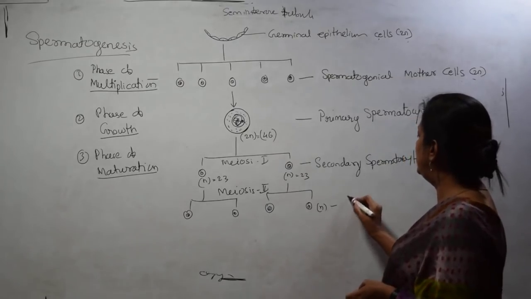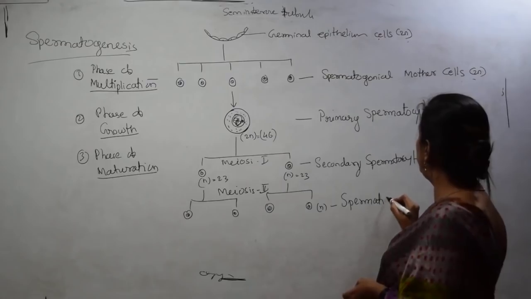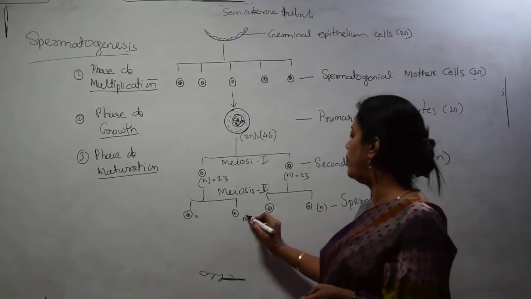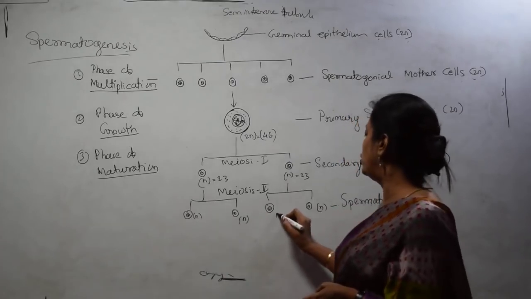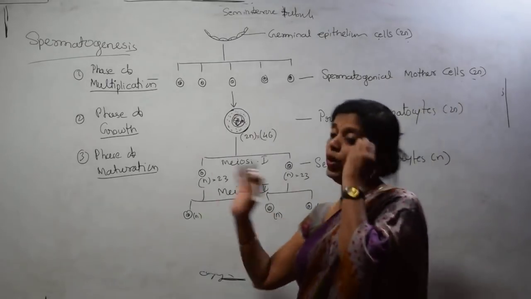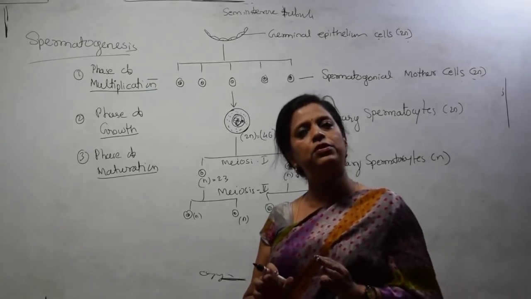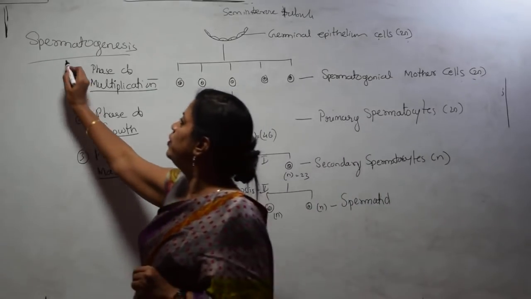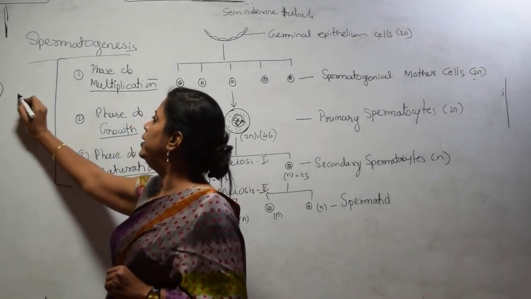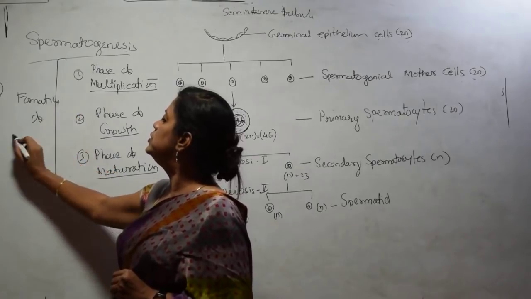This is called the spermatid. Each one is called a spermatid. Totally they are all spermatids, and all are haploid in nature. N refers to the haploid chromosome number, and 2N is the diploid number. So till here is one phase, the formation of the spermatid, which is the first stage in spermatogenesis. So from here till here, I write it as phase number 1, the formation of spermatid.